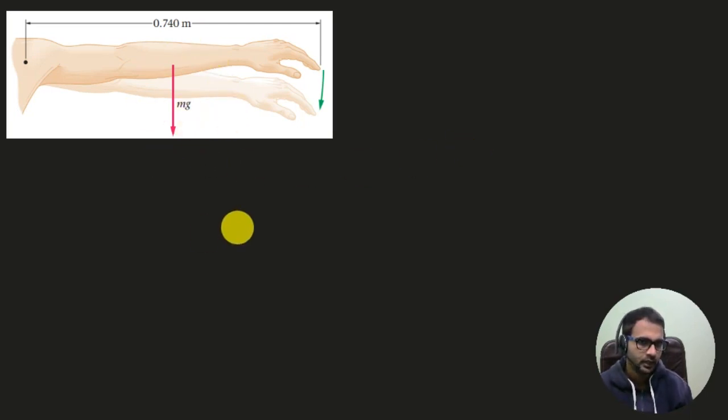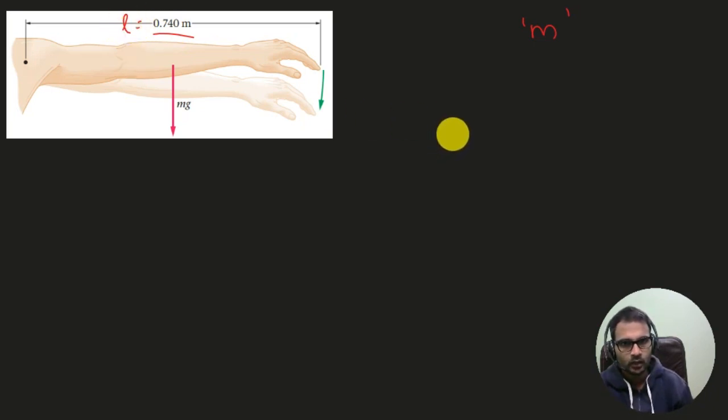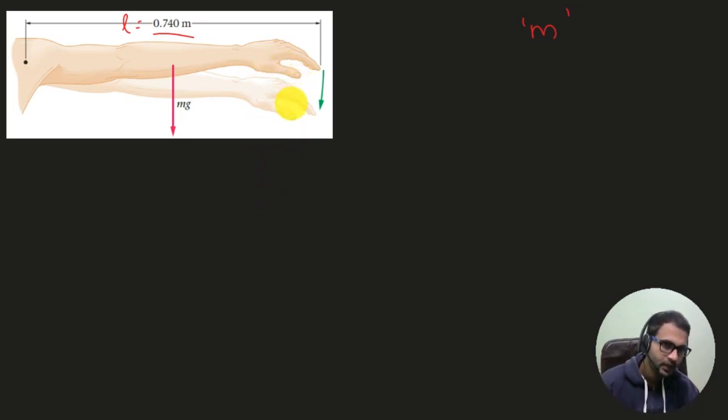The mass of the arm is m and its length is given to be 0.740 meter. When the person releases his arm, allowing it to drop freely, it begins to rotate about this shoulder joint that you can see here. There are two parts in this question. In the A part, we need to find the initial angular acceleration of the arm, and in the B part we need to find the linear acceleration of the man's hand.